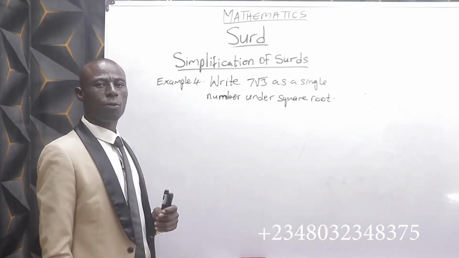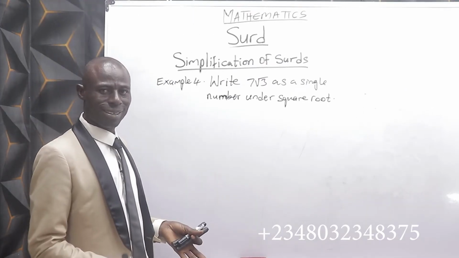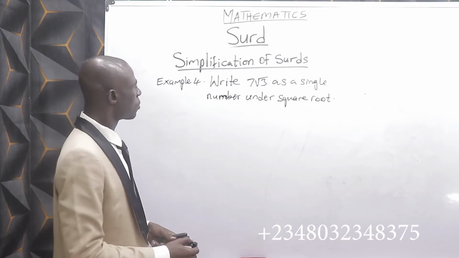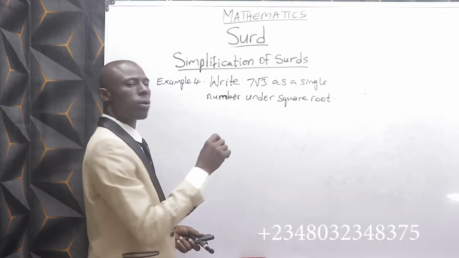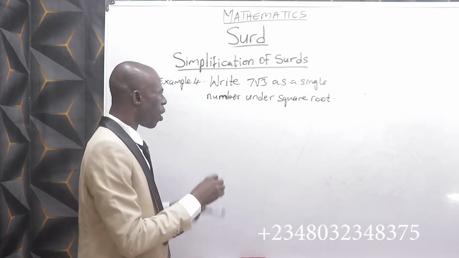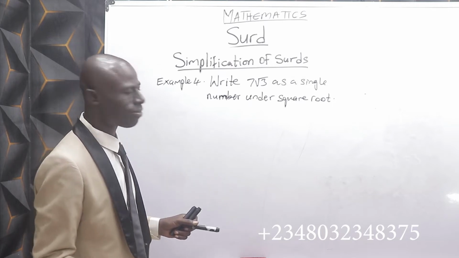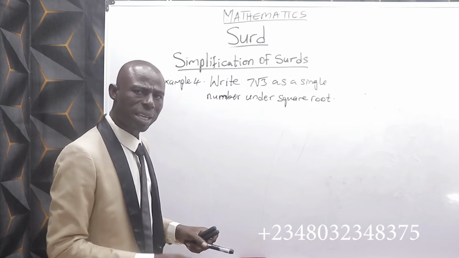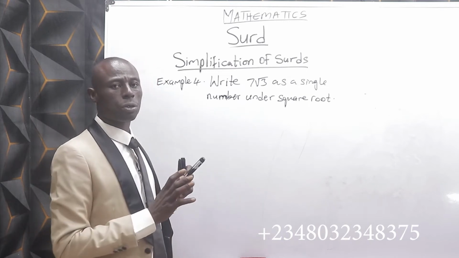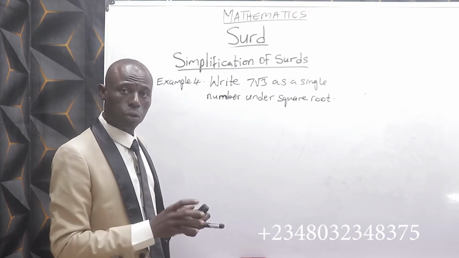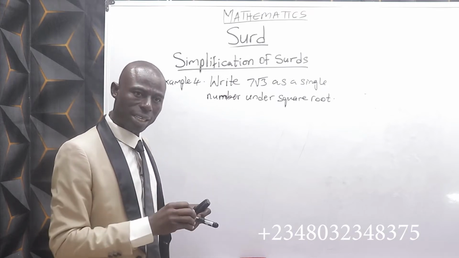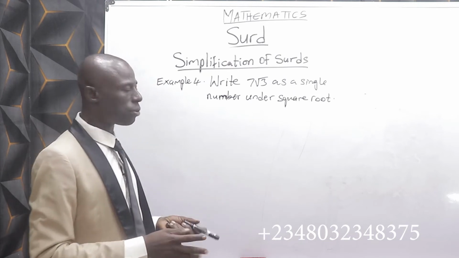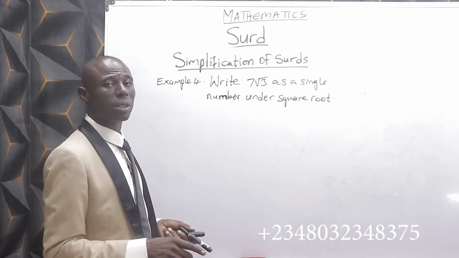Let's see this example 4. It's also unique. It's just the manipulation and simplification of surds. Write 7 root 3 as a single number under square root. What are you expected to do? Whenever you see a question like that, simply square the number given to you. That 7 root 3 given to you, square it. When you square it, put another square root on your solution, and that's the answer. In case of the objective, just do that straight away and you get your answer.